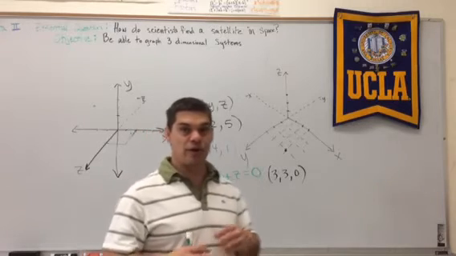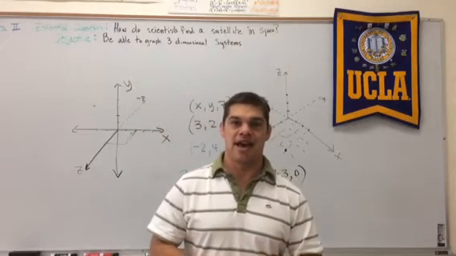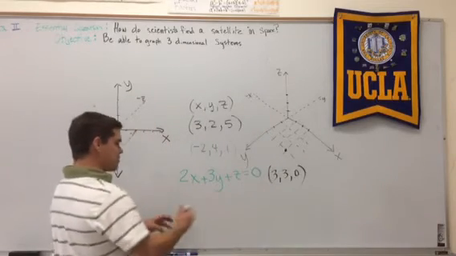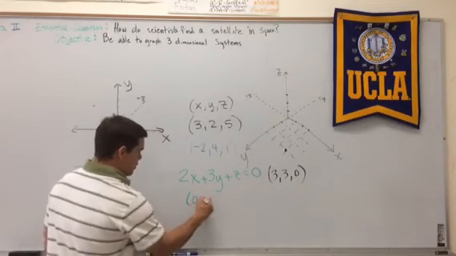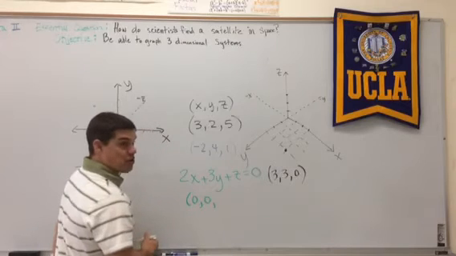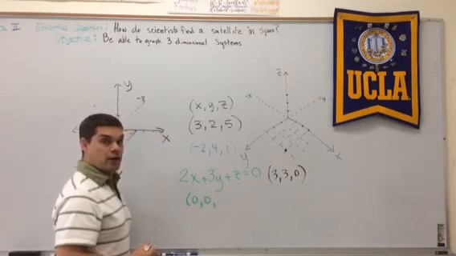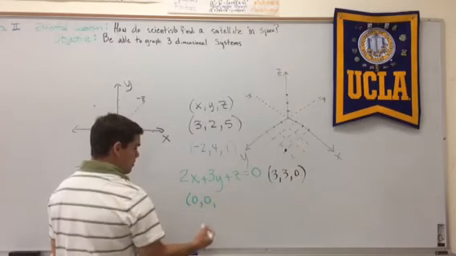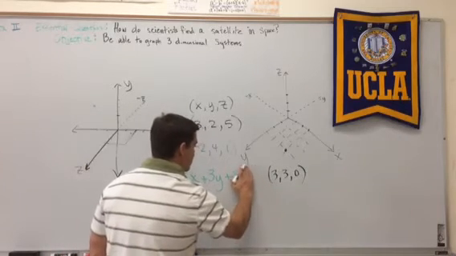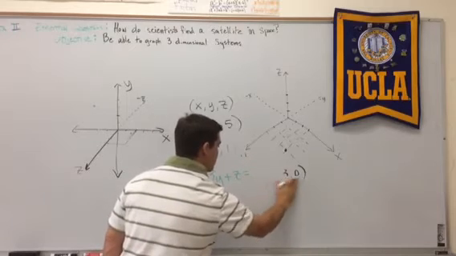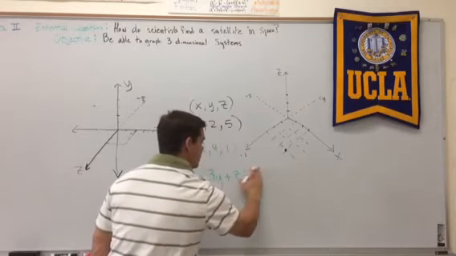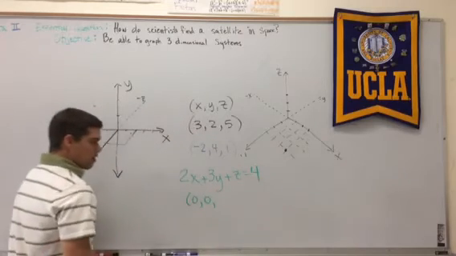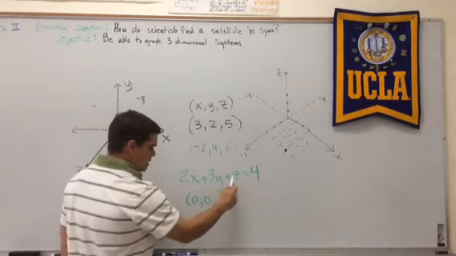And we typically call these, in 2 dimensions, x and y intercepts. Well, now we've got an x, y, and z intercept. To find the z-intercept, plug in 0 for x and 0 for y. Let me get rid of all this. So plug 0 for x, 0 for y, z is 4.